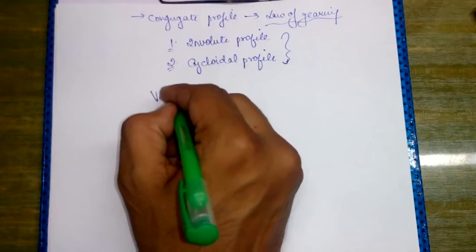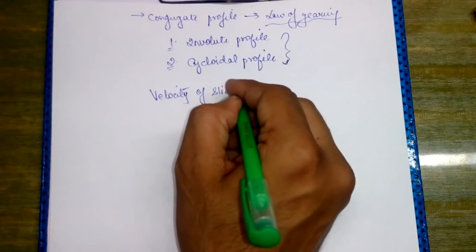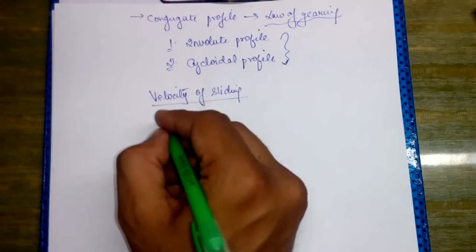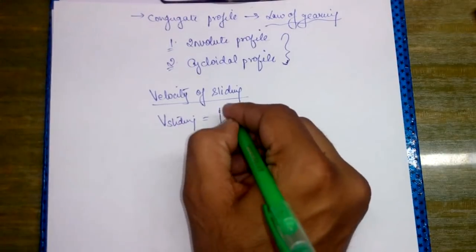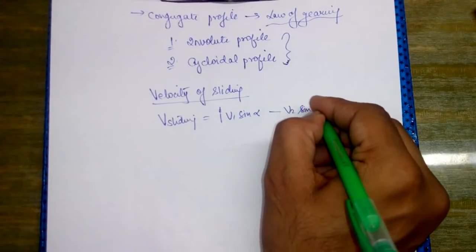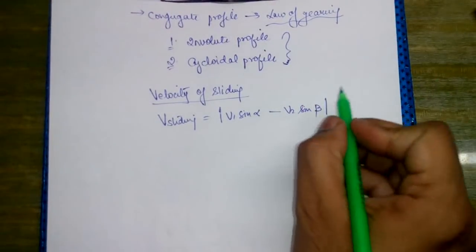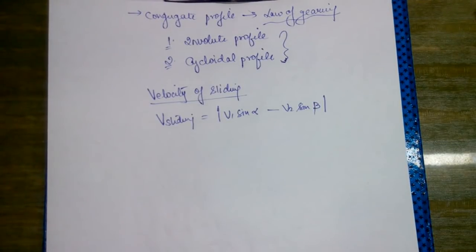Now if we look at the velocity of sliding, and the velocity of sliding can be written as V sliding is actually v1 sine alpha minus v2 sine beta. This was actually the velocity of sliding. So if we will solve this, I am simply writing down the expression. I am not writing down the individual components because expression is more important.